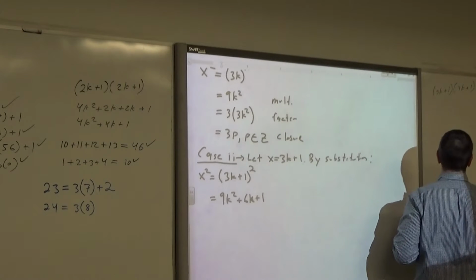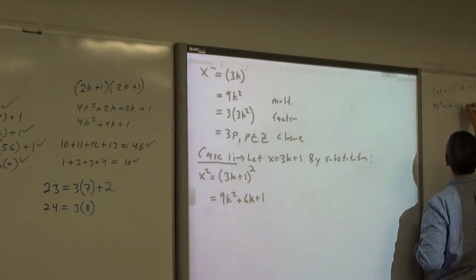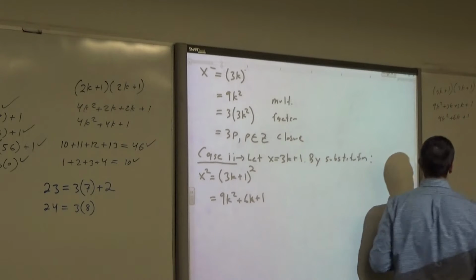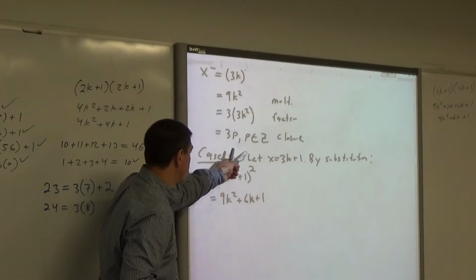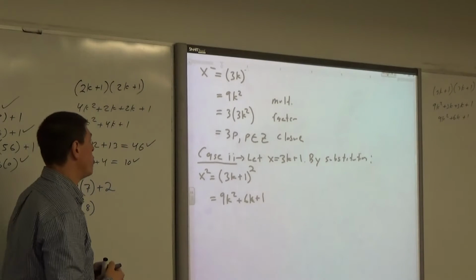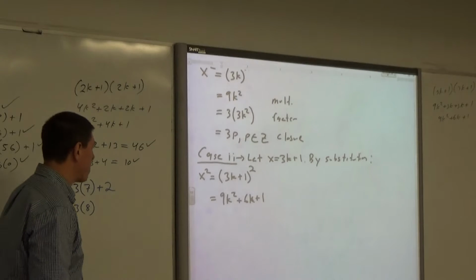Just do 3k plus 1 times 3k plus 1: 9k squared plus 3k plus 3k plus 1, 9k squared plus 6k plus 1. So, I don't want to see anybody doing the freshman's dream where you think you can just distribute the square through there. Don't ever do that. If you ever did that in your life, hopefully your teacher yelled at you for doing that.